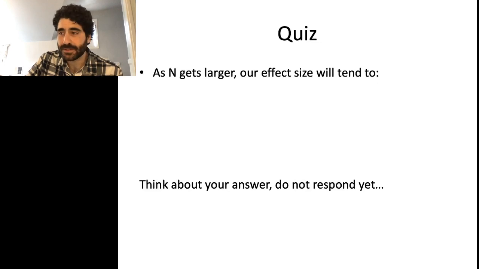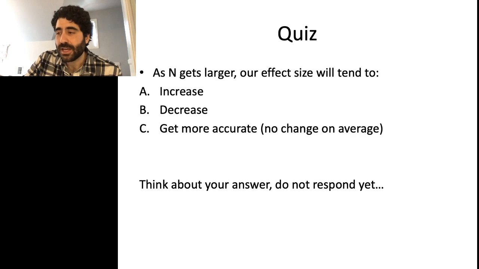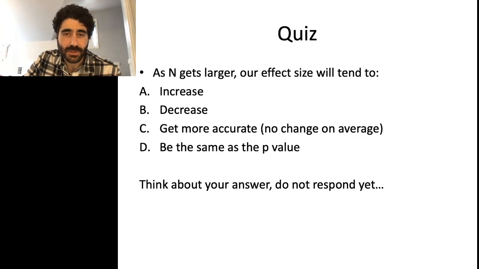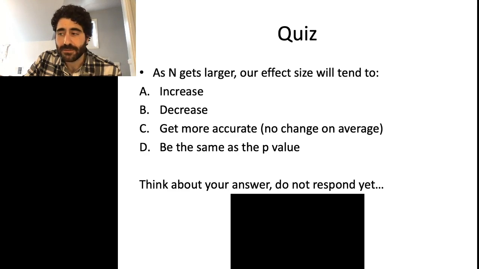So we'll have our first quiz, and the question is, as our sample size gets larger, our effect size will: A, increase; B, decrease; C, not change on average, just get more accurate; or D, slowly converge to be the same as a p-value.